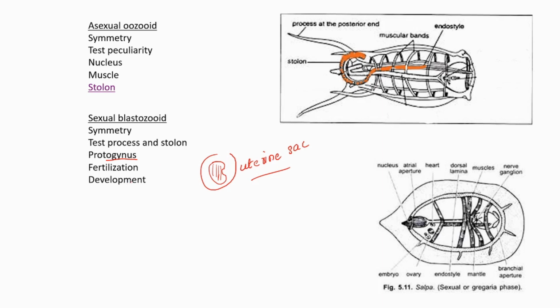And then the embryo transforms into the asexual oozoid. That means again the asexual phase is starting, and it escapes from the parent's body and leads a free swimming life. Later, it again develops the stolon. It buds off and continues these processes, and again it becomes an oozoid, and it goes on.